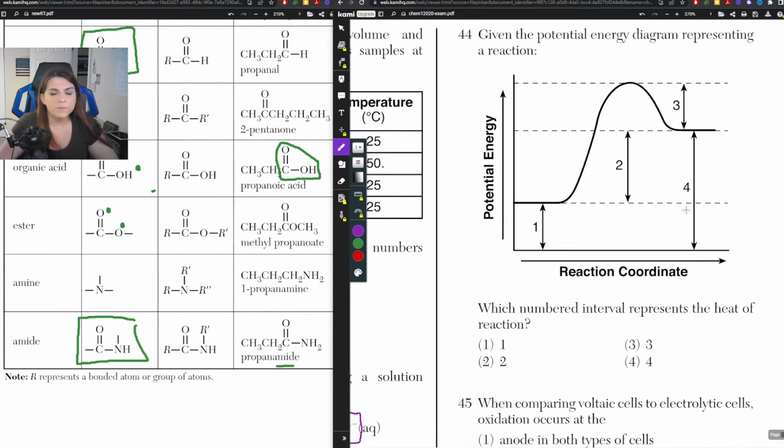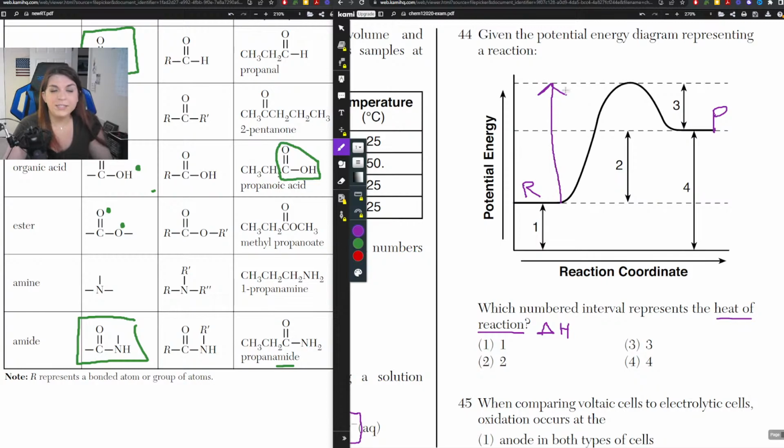Okay, 44. Given the potential energy diagram representing a reaction, which interval represents the heat of reaction? This is really kind of a vocab question. Heat of reaction really means delta H. Delta H is the difference, or on a graph, the distance between the products and the reactants. The products are over here, and the reactants are over here.